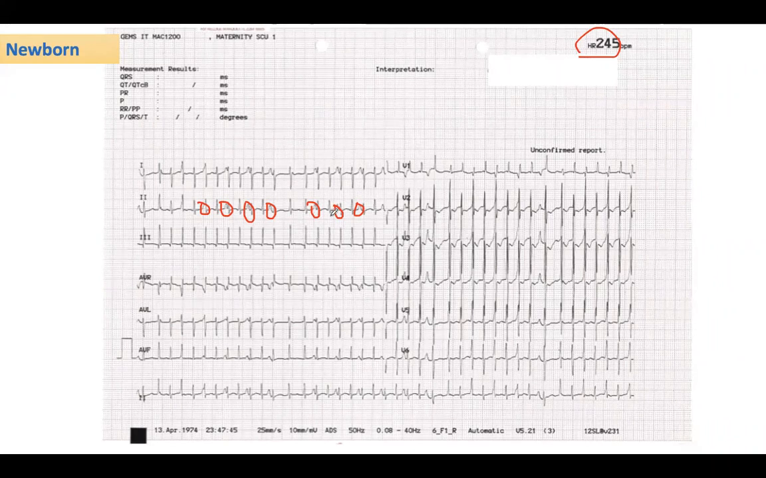So there is AV dissociation, meaning there is no relationship between the A's and the V's. You see here an A on top of the QRS, an A just before the QRS, an A after the QRS, right? So there's no association. And the A's to A's usually march out on time.